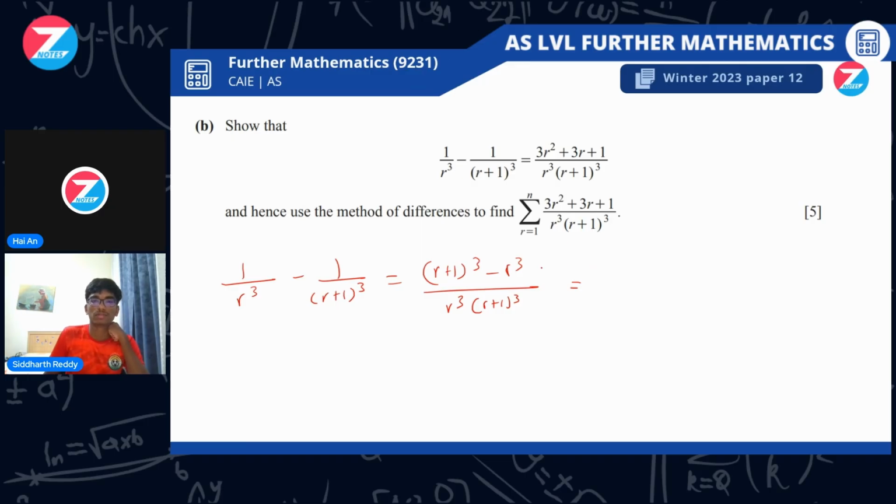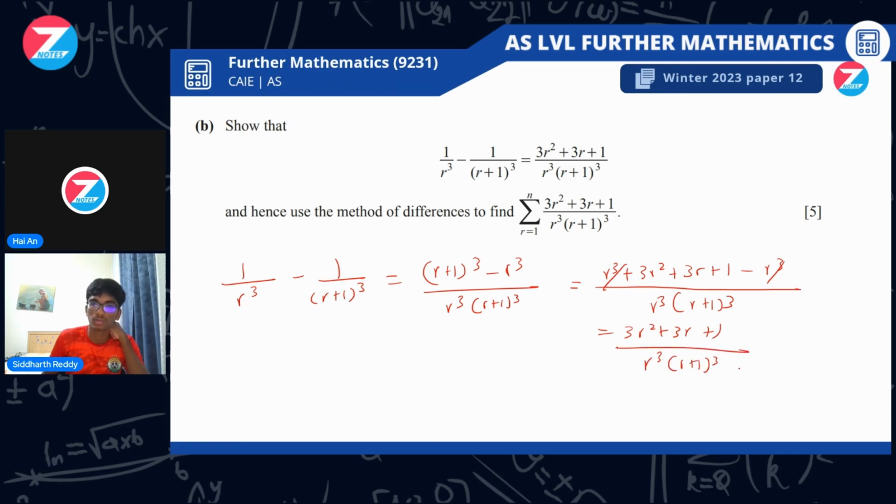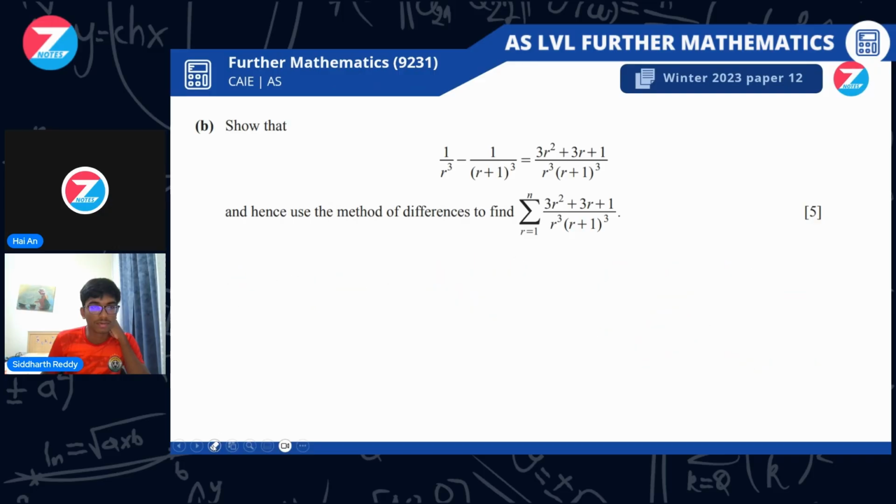So this becomes r cube plus 3r squared plus 3r plus 1 minus r cube, all divided by r cube into r plus 1 cube. So here we have 3r squared plus 3r plus 1 divided by r cube into r plus 1 whole cube. So we have shown this. I'll erase this now, but you'll have to keep it in the exam. So now that we've shown this, let's calculate this sum.